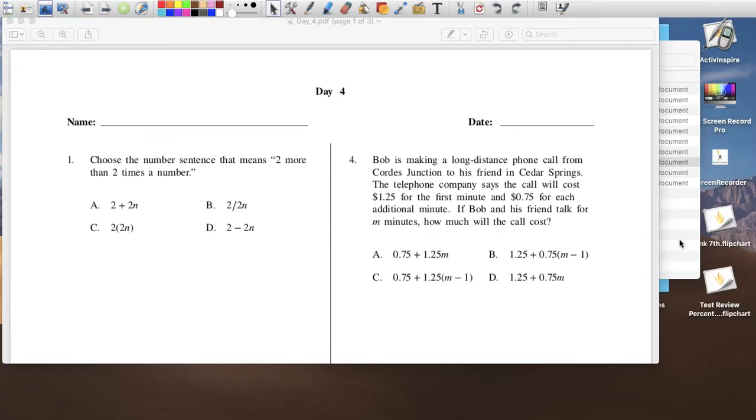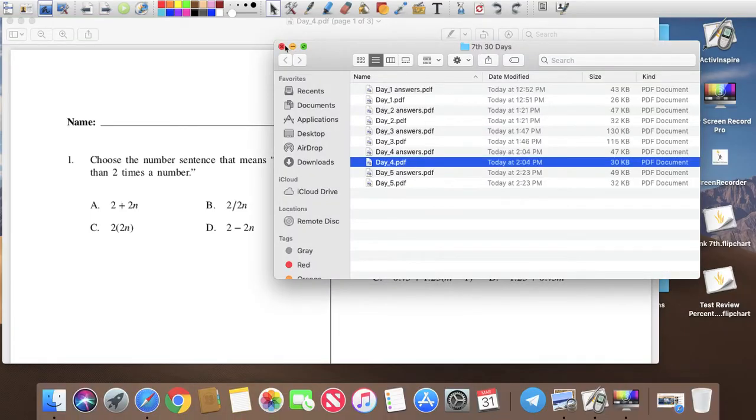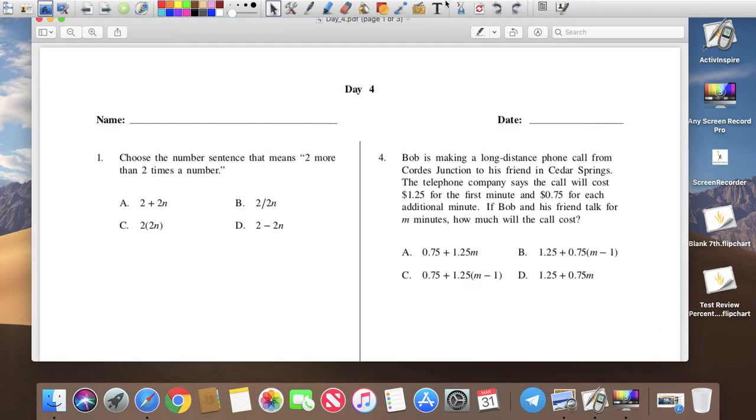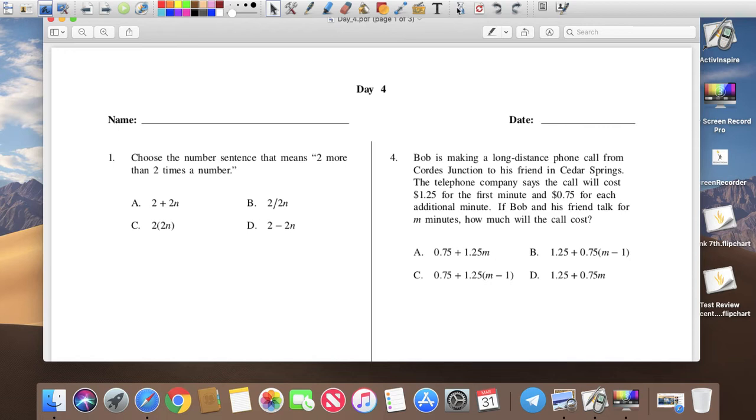Okay, day 4. 26 more days to go. Okay, so let's start with day 4.